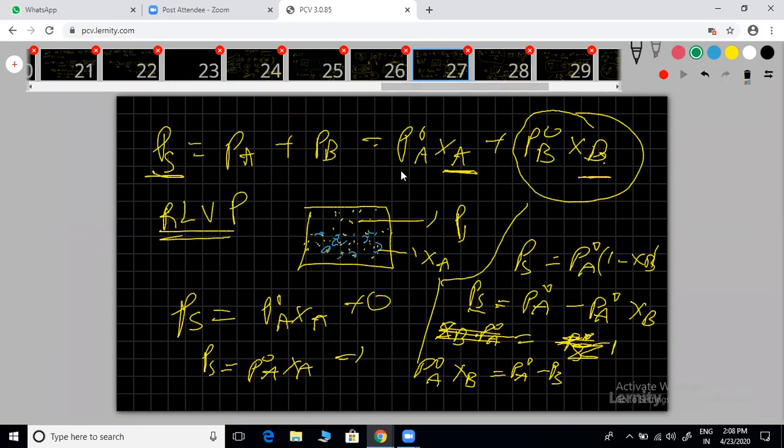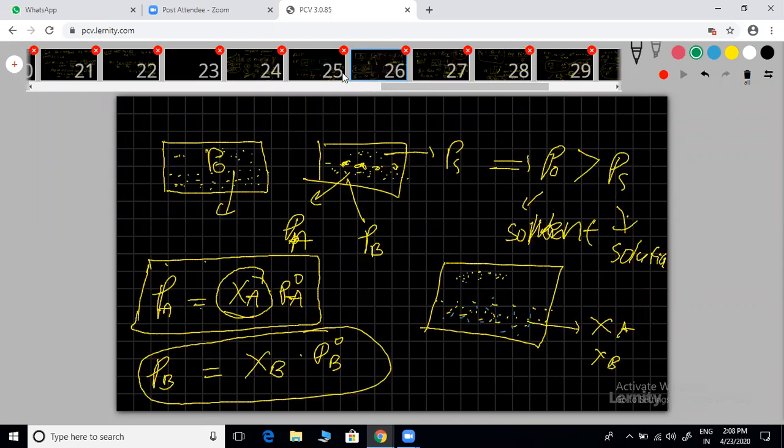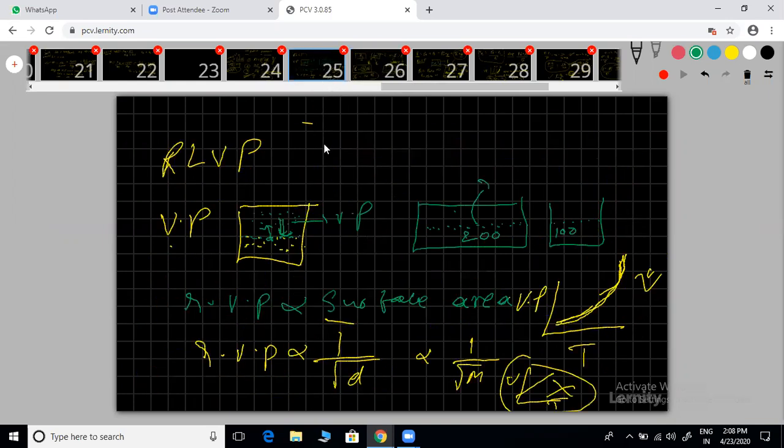Vapor pressure. I hope you got the difference between relative lowering of vapor pressure as well as lowering of vapor pressure. And P naught is always greater than PS. And vapor pressure is directly proportional to surface area and inversely proportional to density or molecular weight.